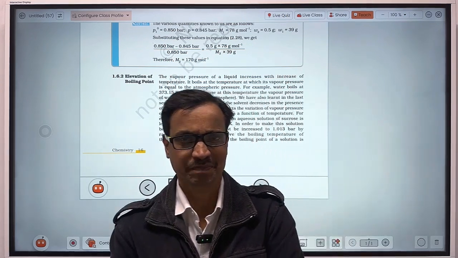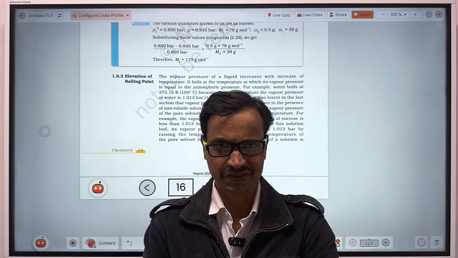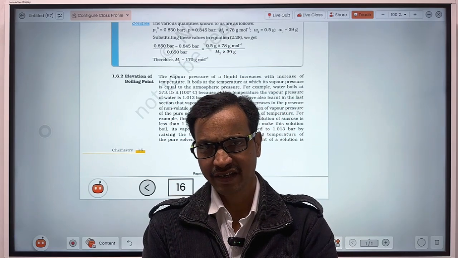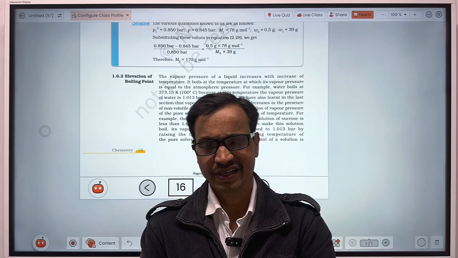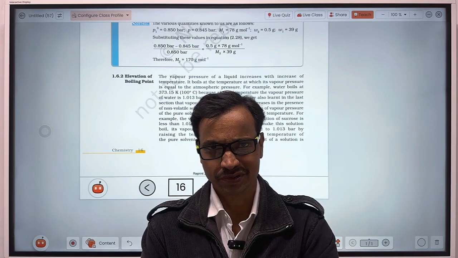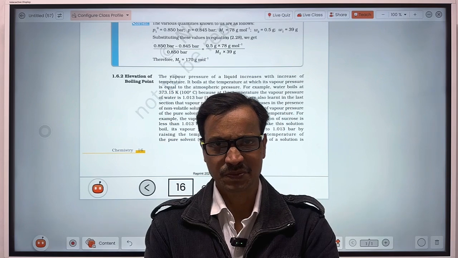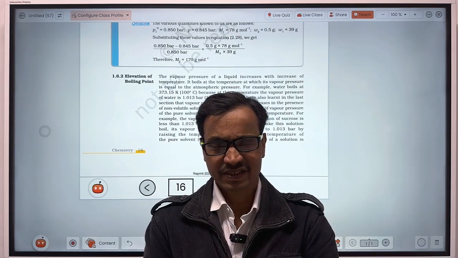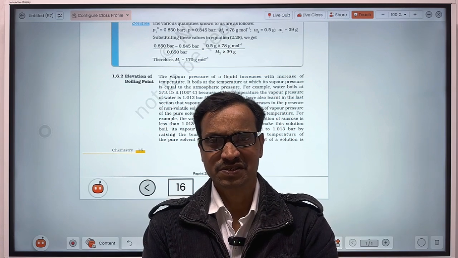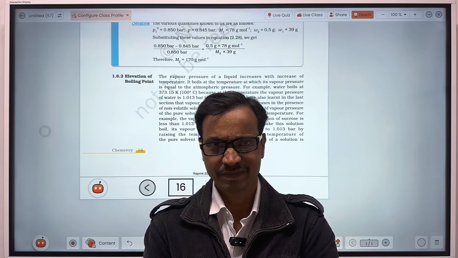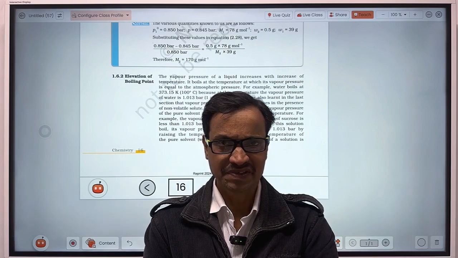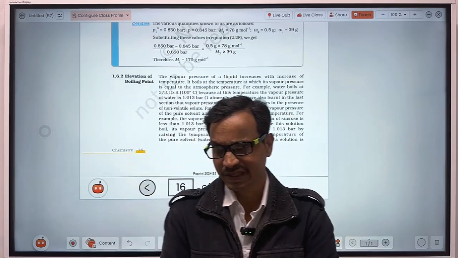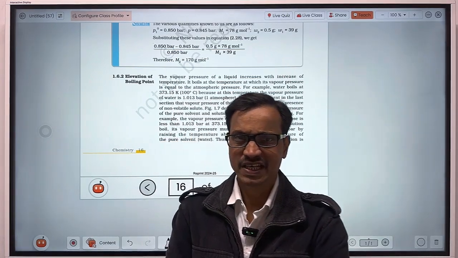Relative lowering of vapor pressure means that when a non-volatile solute, such as a solid solute, dissolves in a liquid solvent, there will be a decrease in the vapor pressure of the solution. Relative lowering means the lowering in vapor pressure with respect to the vapor pressure of the solvent. That was relative lowering of vapor pressure.